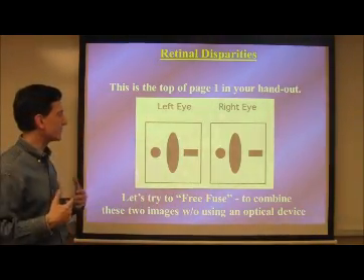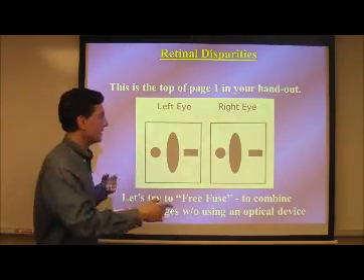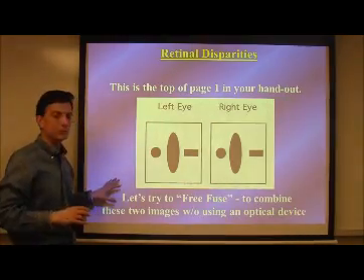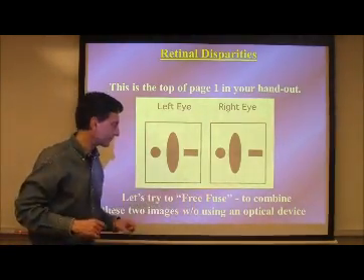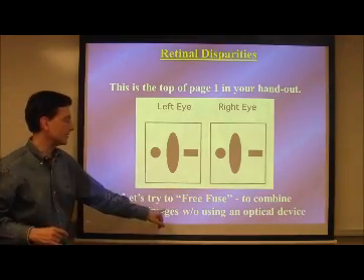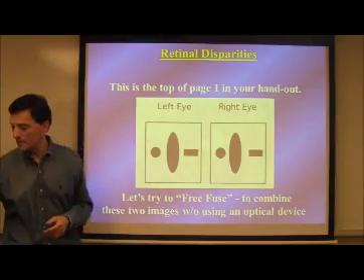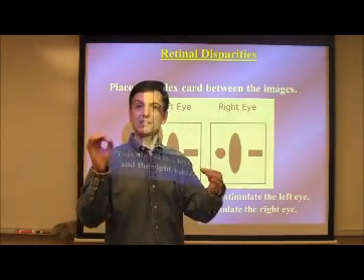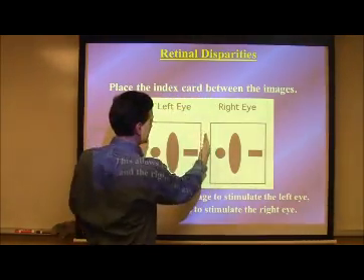If you're viewing this with naked eyes, then the left eye's view will actually hit both of your eyes, and the quote-unquote right eye's view will also hit both of your eyes. Okay? And we're going to try to engage in something called free fusing during this session. And we're going to try to combine these two images without using an optical device of any sort. And so this is how we're going to do that. We're going to give you an index card, and we're going to ask you to place the index card right between the two images. So it comes up just like this.